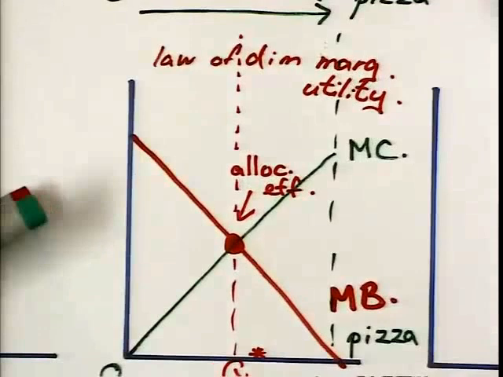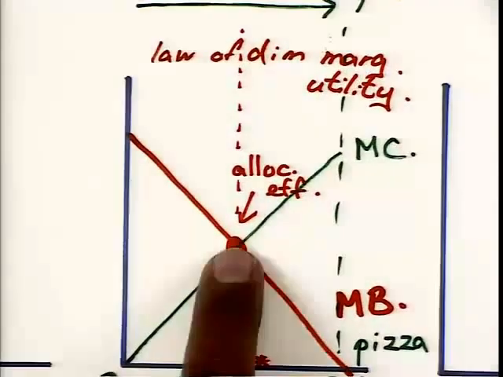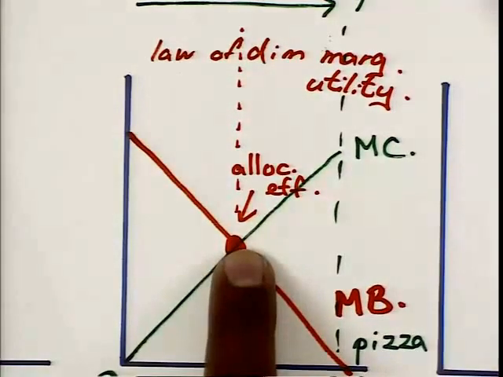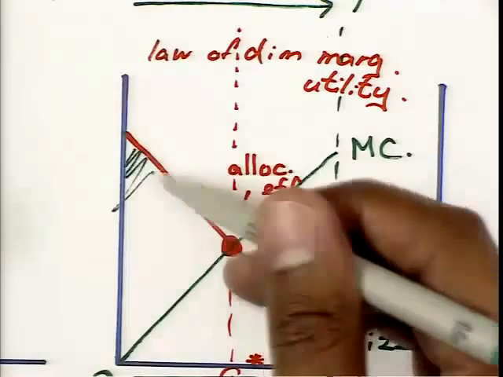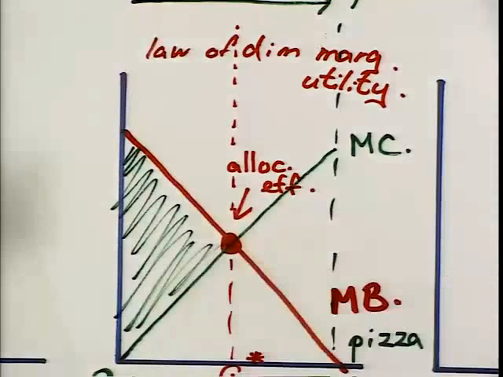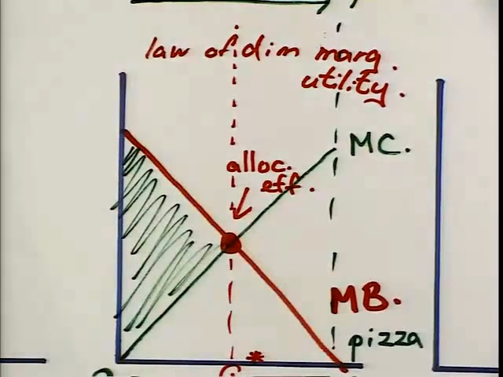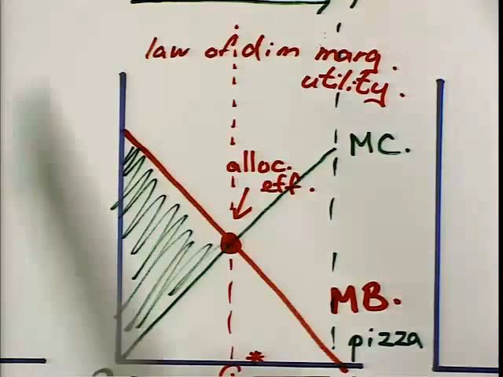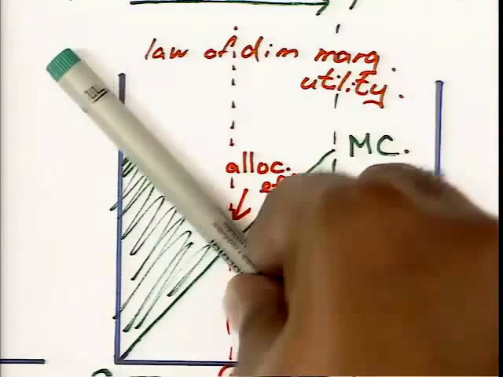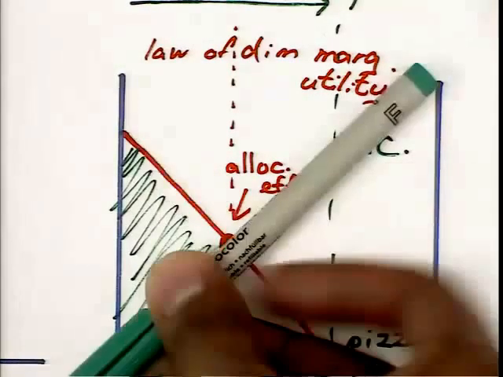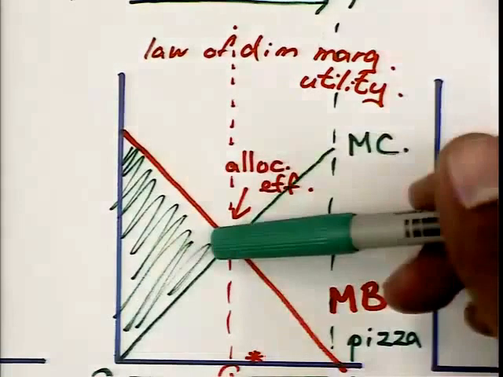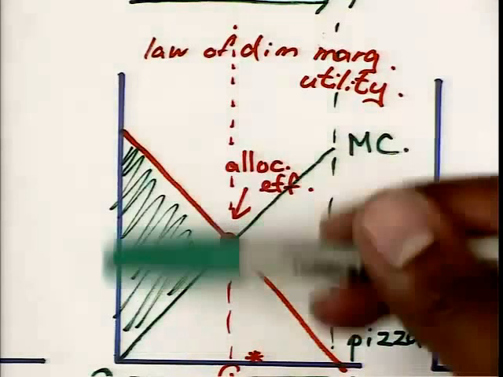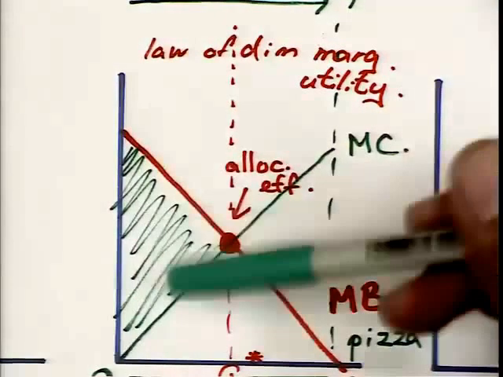Now, when you're producing at the allocatively efficient point, you are maximizing the total surplus for society as a whole. The difference between the marginal benefit, how much society places value on it, compared to the marginal cost, what is the cost of producing it, the allocatively efficient point maximizes the total surplus.